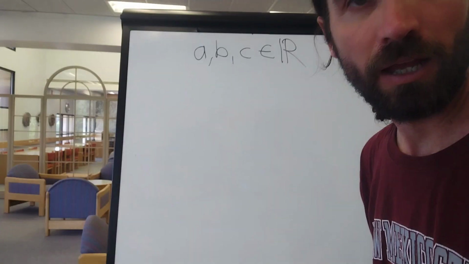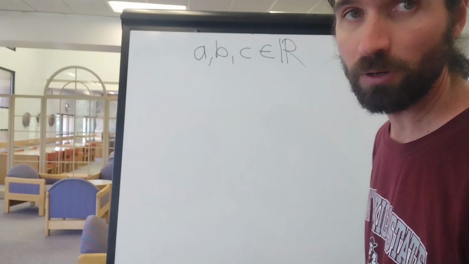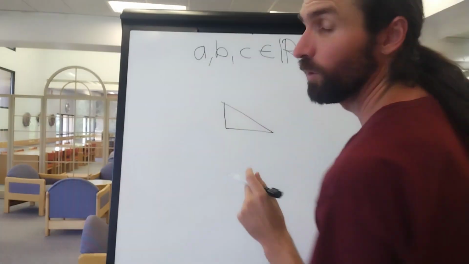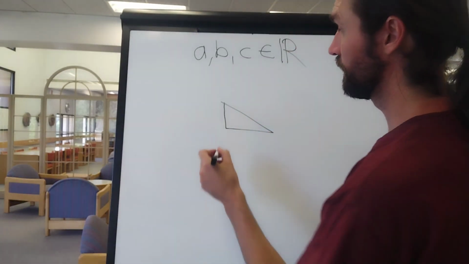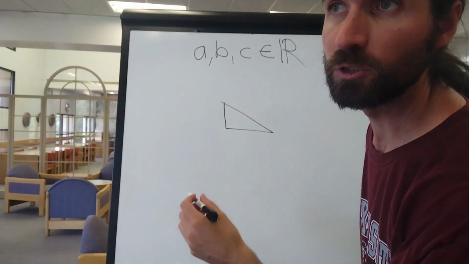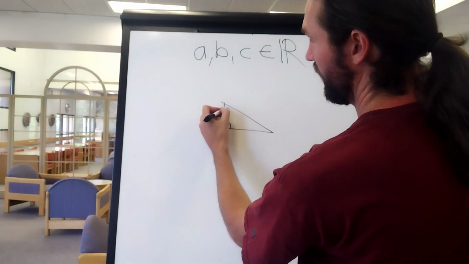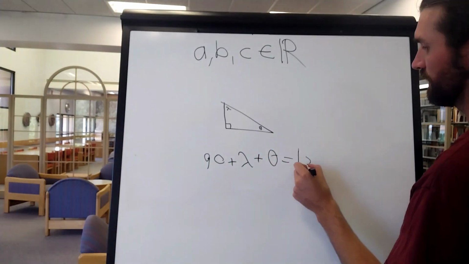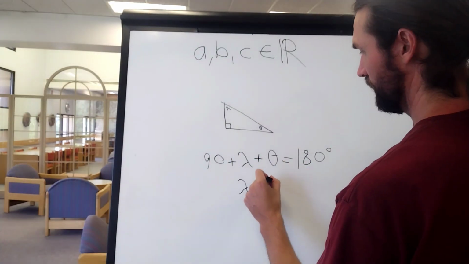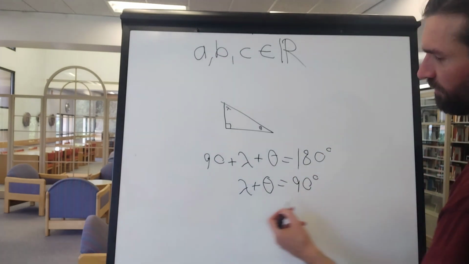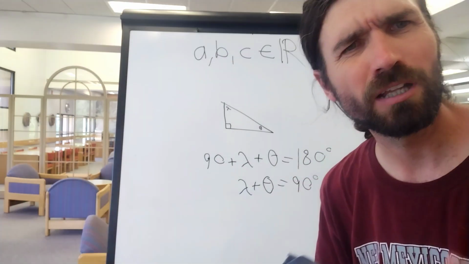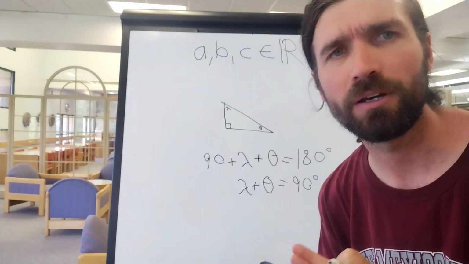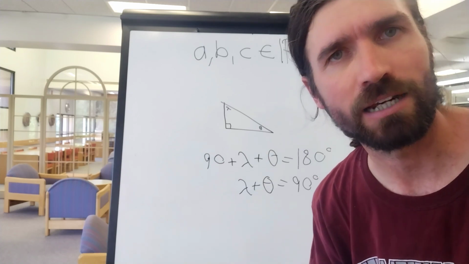Welcome to my channel. And today I want to talk about a proof for the Pythagorean theorem. I just want to make sure we know that in a right triangle, well, any triangle actually, the angles add up to 180. So here we have lambda and theta. So it's 90 plus lambda plus theta equals 180. Minus 90 both sides, you get lambda plus theta equals 90. And this is going to be very useful. So let's get down to the Pythagorean theorem and what it's actually saying.